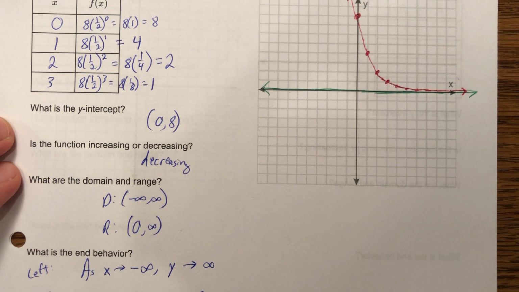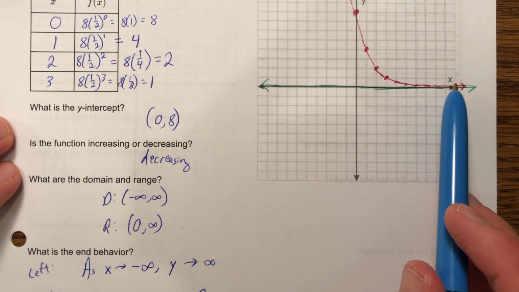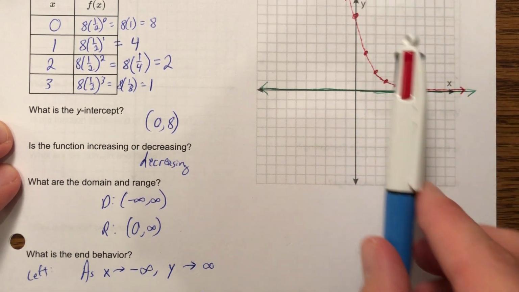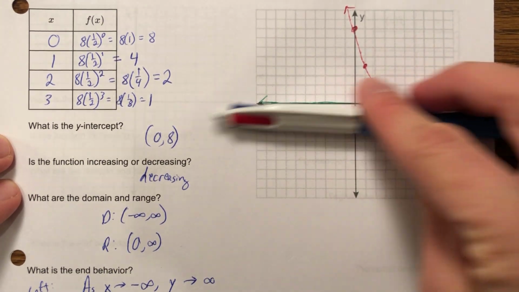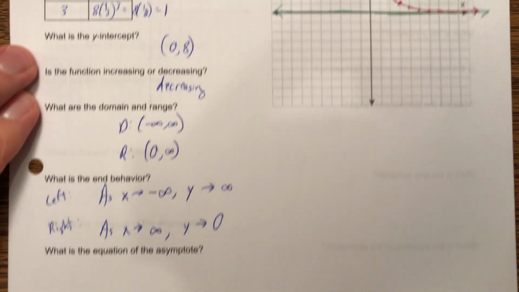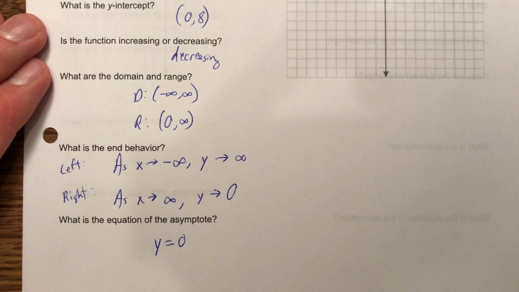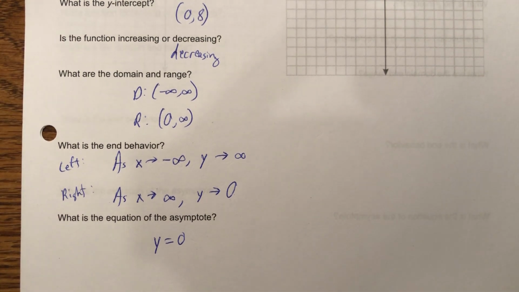How do you know it's not x equals 0? Because if the line said x equals, you'd cross the x-axis and it would be a vertical line. But since it's a horizontal line, you're crossing the y-axis. So this one is y equals 0. There's our horizontal asymptote. Okay, that last one did not take nearly as long as some of the other ones.